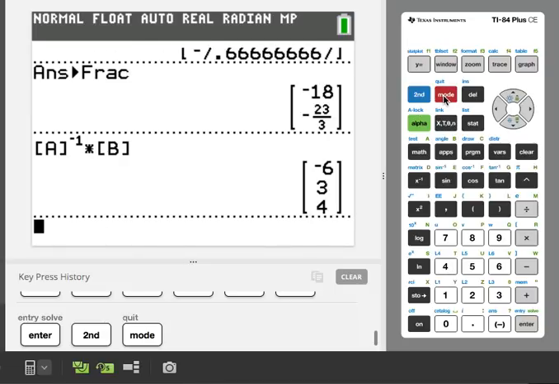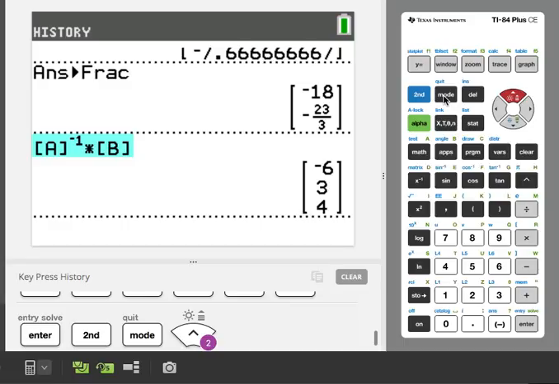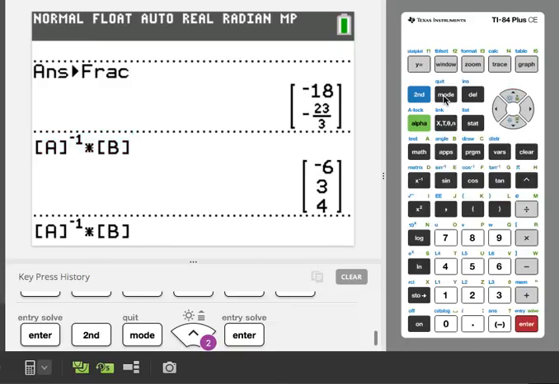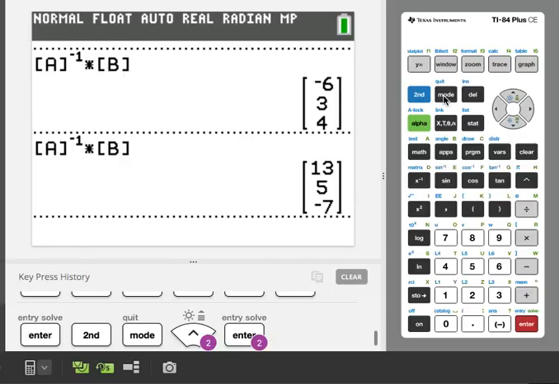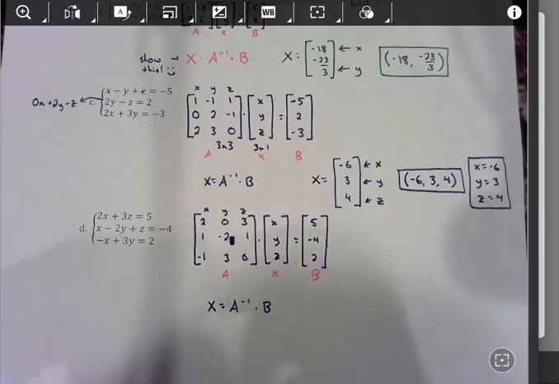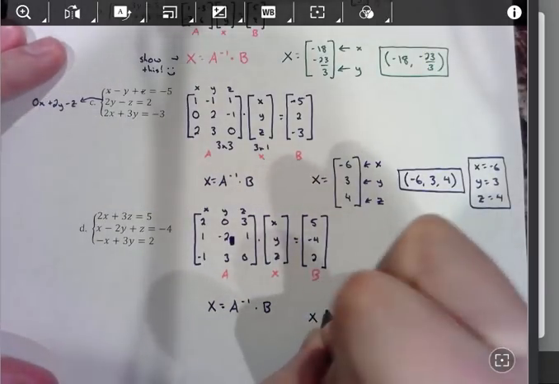Also, I know I haven't shown this part to you yet, but rather than going in and typing A inverse B every time, shortcut, go back up and highlight it, press enter, it'll use the new A and the new B and find your new answer. So there's a new answer, 13, 5, negative 7. So that is our matrix big X.